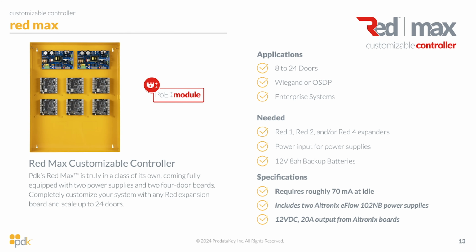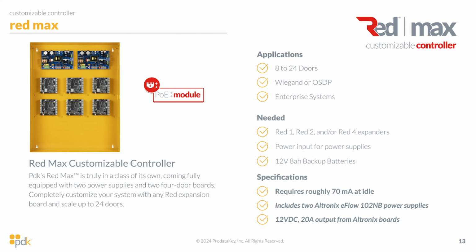Now, you'll notice that it says 70 milliamps at idle, but it shows 6 boards in this picture. The reason for that is when you first purchase the Red Max, it actually only comes with 2 boards. It's effectively a Red 8 with 2 Altronics power supplies. You populate the rest as you go. So potentially, if you have 6 boards in here, it'll be, let's see if my math is good, 210 milliamps of idle power. So you've got a ton of leeway with that 20 amps of power available to you.